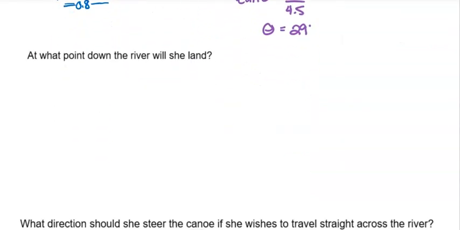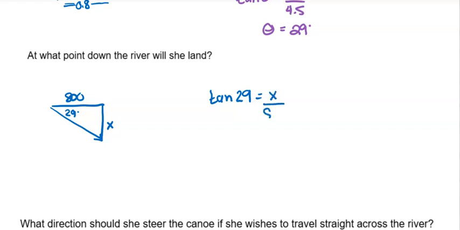I'm going to redraw my diagram. I know that this is 800 meters. This is how far downstream she's gone. This is her line of motion, and this is 29 degrees. From here, I can just use tan again, tan of 29, the distance she's gone downstream, and the distance across the river. So these are all distances now, no vectors. I can rearrange to solve to find out that this is 443 meters downstream.